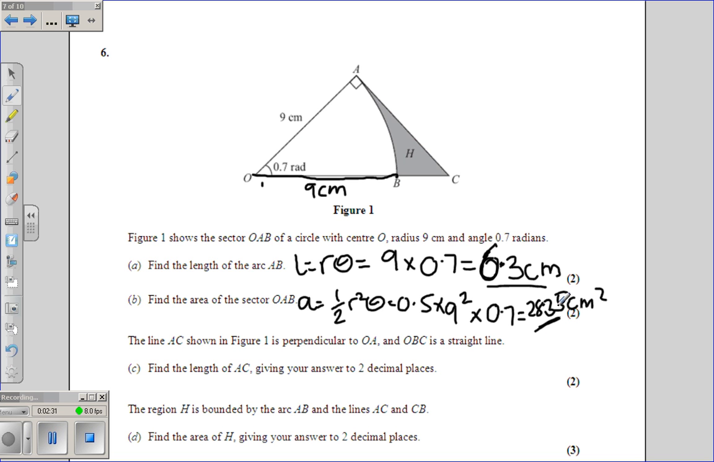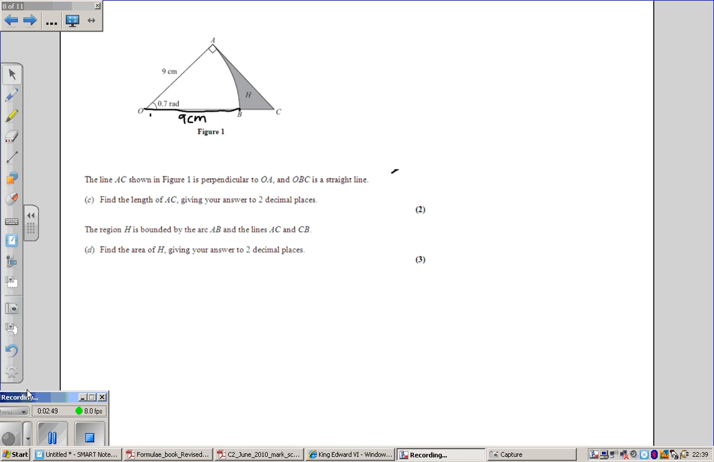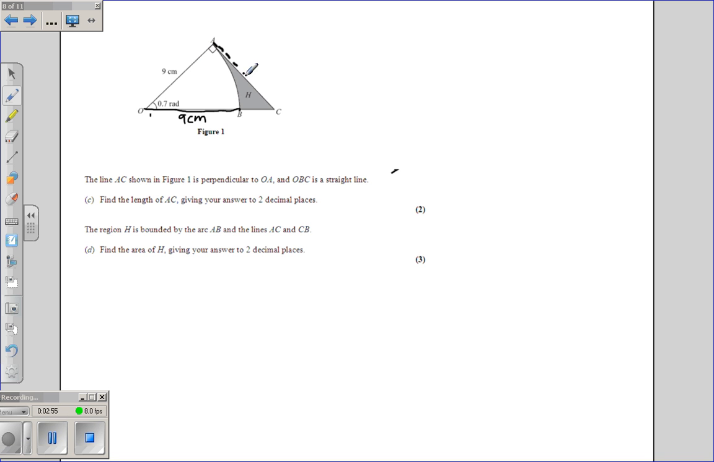The next bit, we may have to go on to a new page, I think. The line AC, shown in figure 1, is perpendicular to OA, and OBC is a straight line. Find the length of AC, giving your answer to 2 decimal places. So I've just moved on to a nice new page here. We have to find the length of AC, which is this bit here.